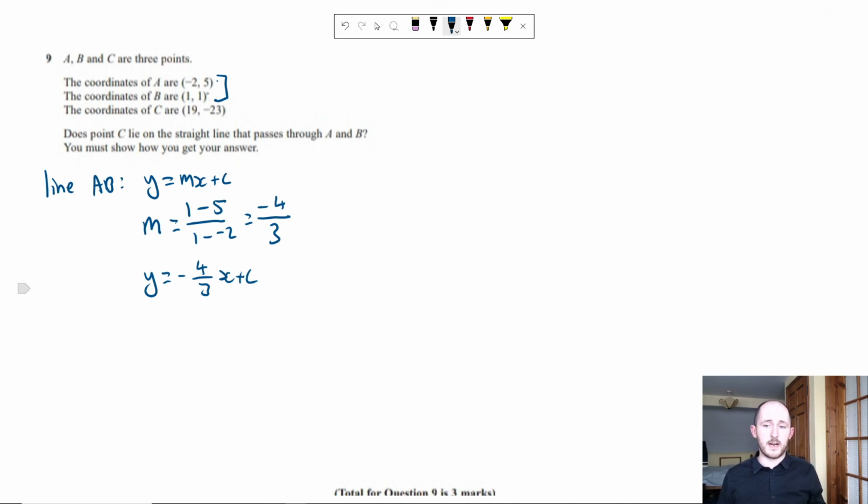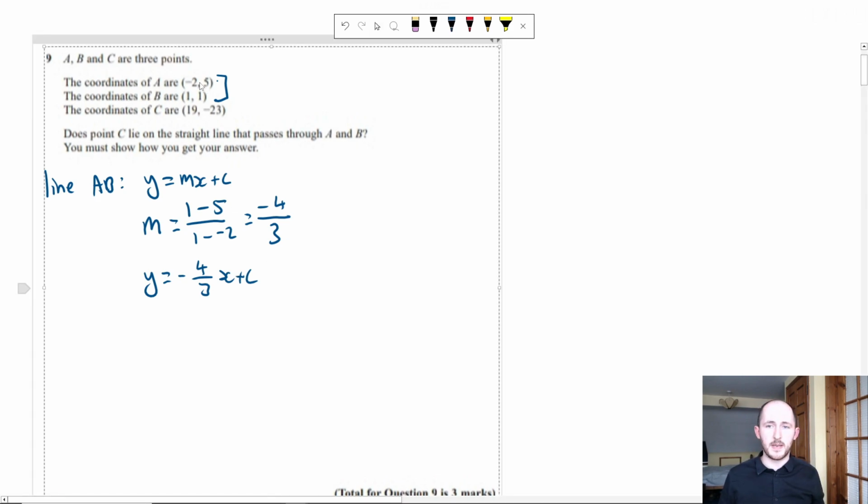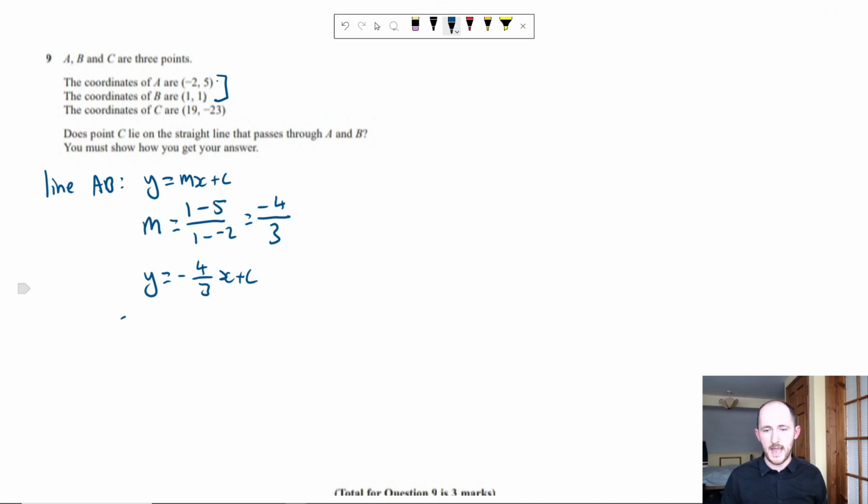Now we need to actually work out what plus c is, and we're just going to do that by subbing in one of the coordinates. I'm going to pick coordinate B because I think that might be the easiest one. So when x is equal to 1, y is also equal to 1. So we have 1 is equal to negative 4 over 3 times 1 plus c.